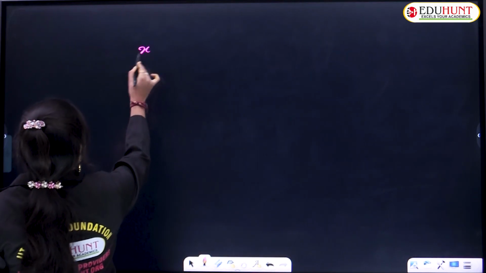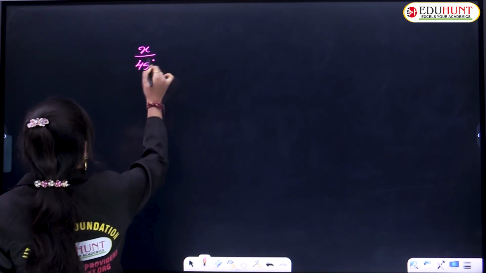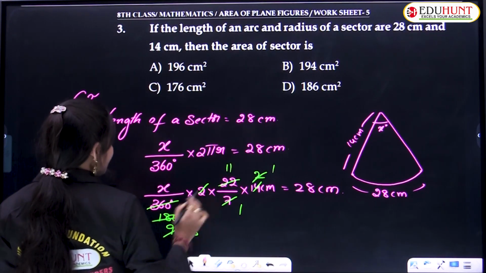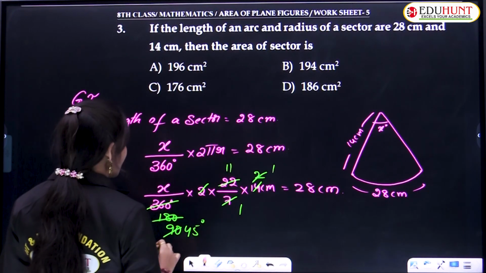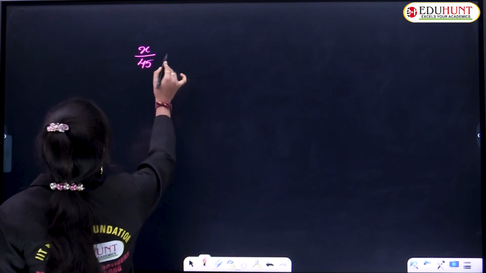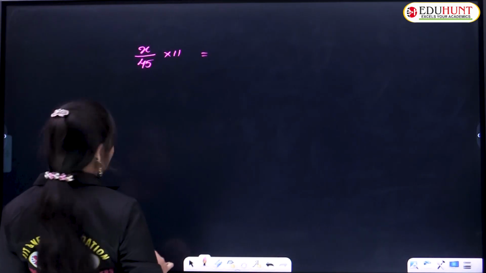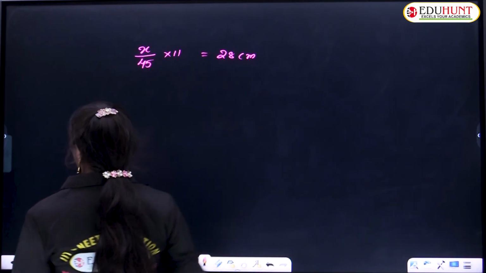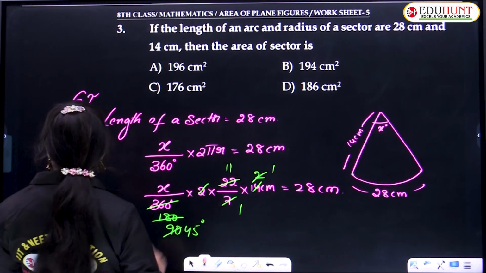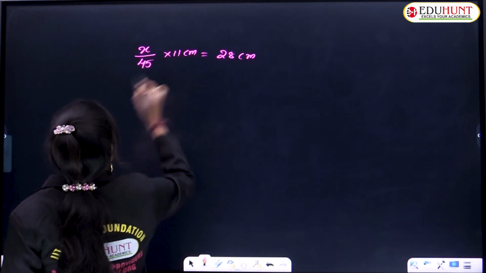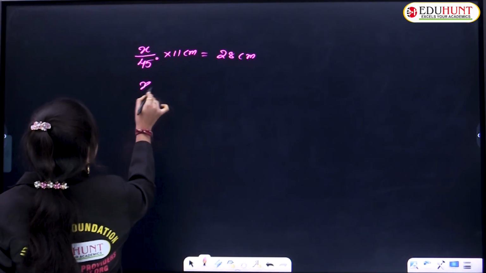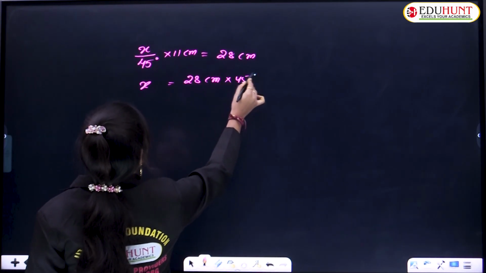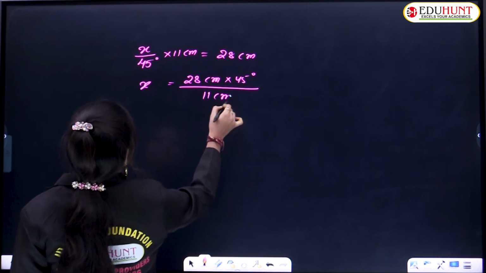Now see here, x by 45 degrees, into here 2 cancelled and here 11 by 1, yes, this is cancelled, no? Into 11, which is equal to 28 centimeters. And one more thing is there here: centimeters, here also centimeters. Now this is degrees. x is equal to 28 centimeters into 45 degrees by 11 centimeters.